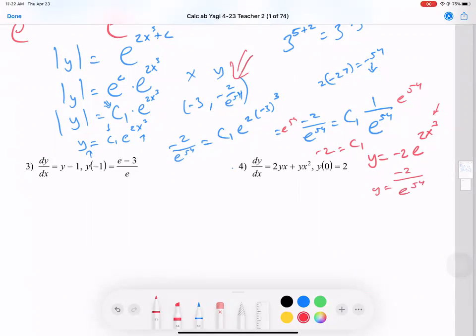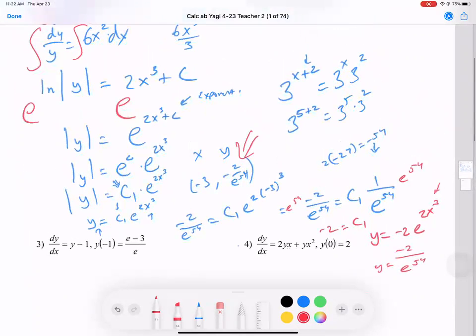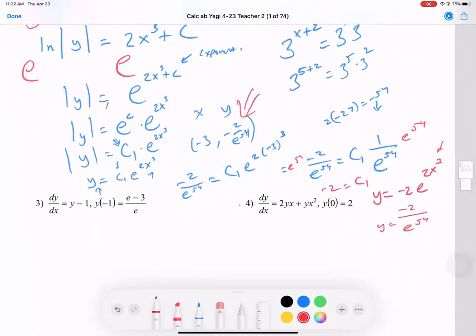So all this stuff here is really algebra 2. The biggest catch that you need to be able to do is this step here. This is actually the biggest step. This is the second biggest step. What do you do with the absolute value sign? Get rid of it. Let's call that C1.